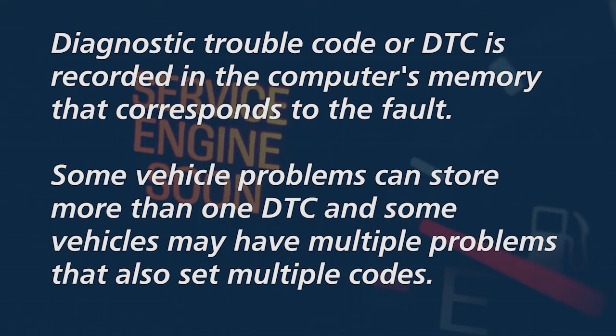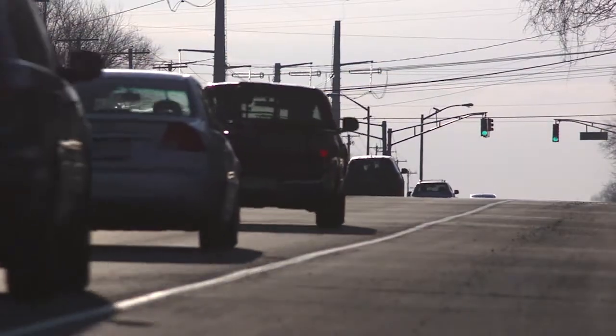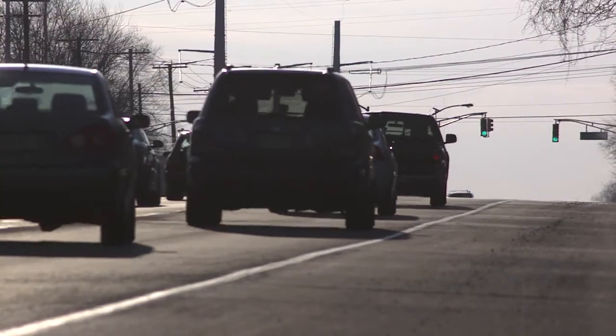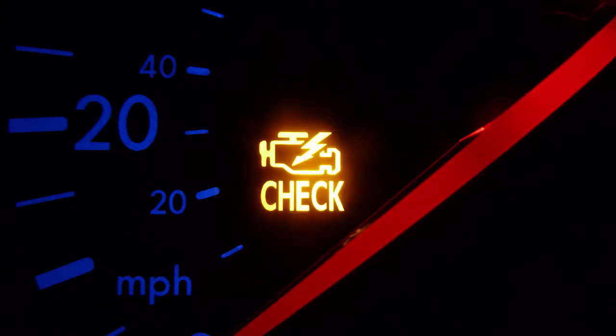Whenever the computer turns on the check engine light, a diagnostic trouble code, or DTC, is also recorded in the computer's memory that corresponds to the fault. Some vehicle problems can store more than one DTC, and some vehicles may have multiple problems that also set multiple codes. Most types of problems that can possibly increase tailpipe emissions will turn the light on, and it will remain on until the fault is diagnosed and repaired.